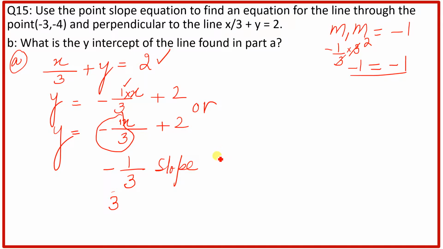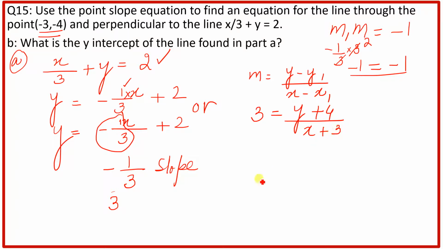Now we will use the point slope equation, which is m equals y minus y1 divided by x minus x1. The slope of the required equation should be 3, and we will use these 2 points. So it is -4, so it will be y plus 4, and the same thing for x plus 3. Why have I used this slope? Because the slope we have calculated for this equation is -1 over 3, and the slope of the other equation should be 3. That is why I am using 3 here.